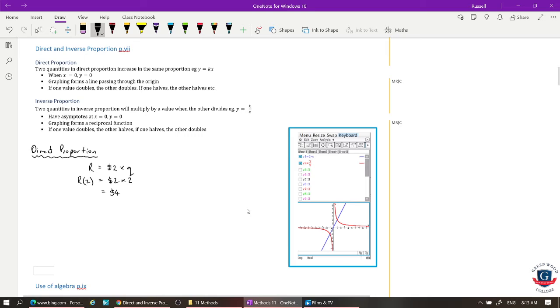For inverse proportion, this is a little bit different. In this case, as one increases, the other decreases. So let's set up a little formula for that. Y equals 2 on X. So if we set up a little table of values, we can observe what happens. When X is 0, it'll be 2 on 0, which is undefined.